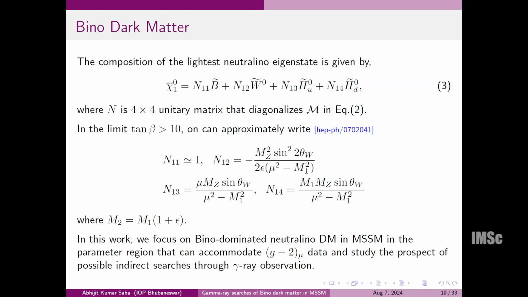Regarding the g minus 2 muon data, you ignore the present results and believe the earlier Fermilab results, and study the prospect of possible indirect searches through gamma ray observations. See, epsilon is nothing but M2 by M1 minus 1. So when your M2 increases or decreases, this epsilon tends to 0 and N12 gets enhanced. So when epsilon is 0, the Bino component in the Bino dominated dark matter will be large. When mu is also close to M1, then your Higgsino component will be large as well.